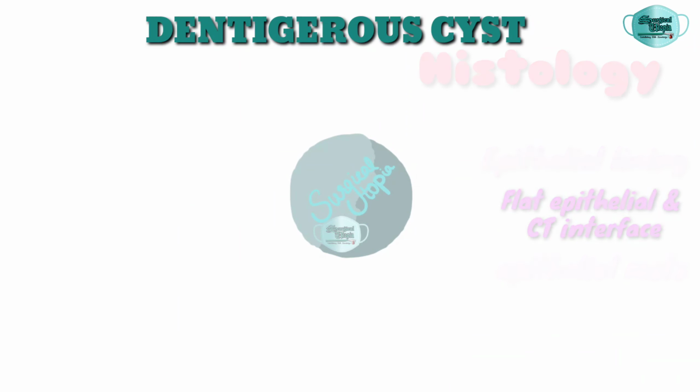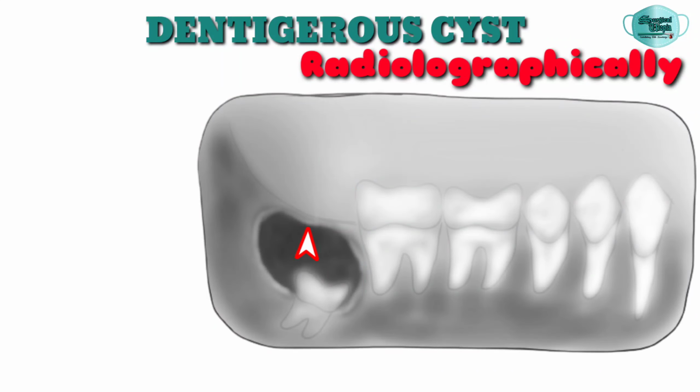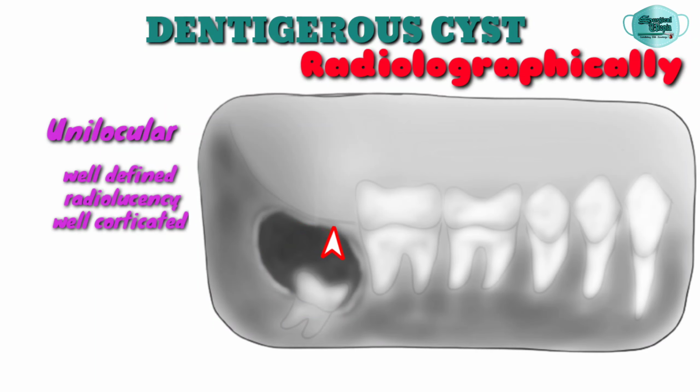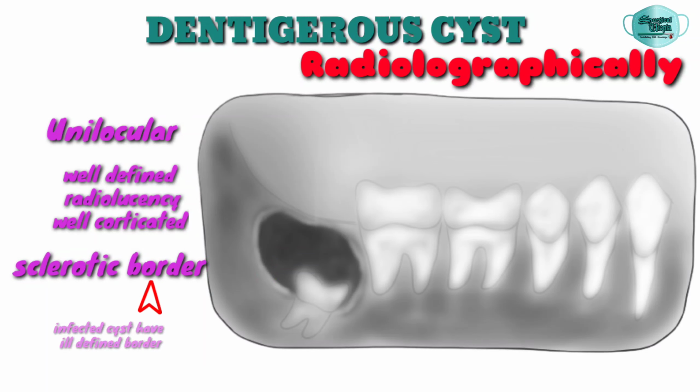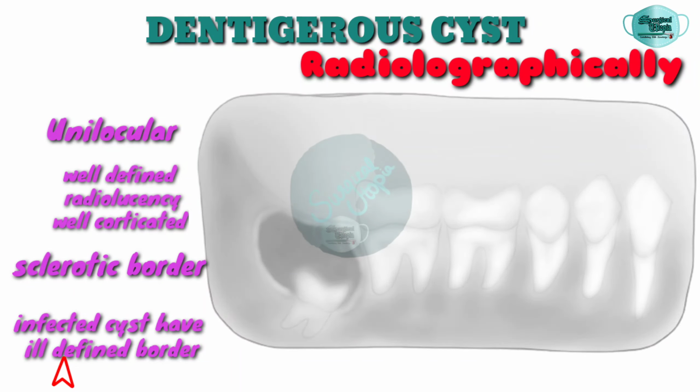Radiographically, dentigerous cyst appears as a unilocular radiolucent area that is associated with just the crown of an unerupted tooth and is attached to the tooth at the cemento-enamel junction. The radiolucency is well defined and well corticated and often has a sclerotic border indicating bony reaction. But in case it is infected, the cyst may display an ill-defined border.